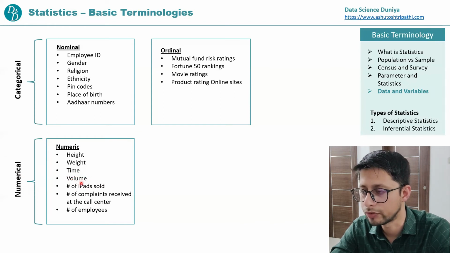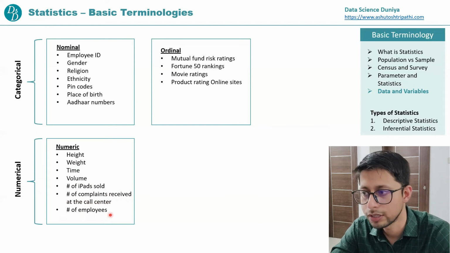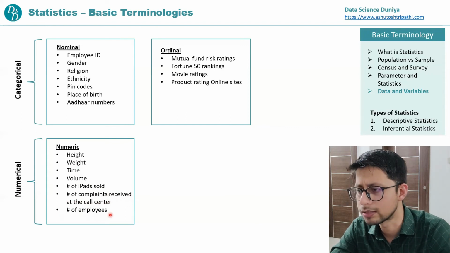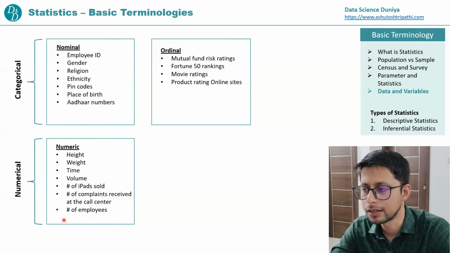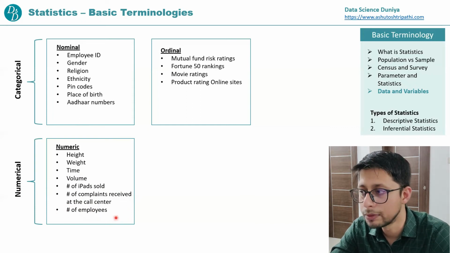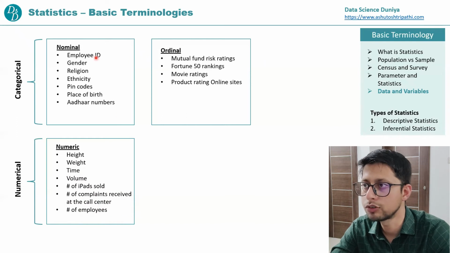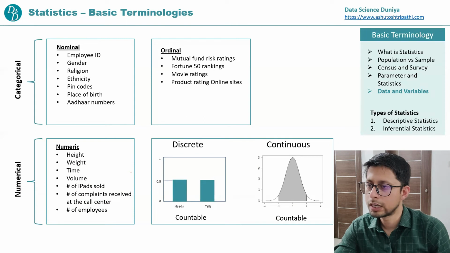Like volume of any entity, number of iPads sold, number of complaints received at the call center, or number of employees. It could be any number of employees, randomly any number. So there is no limit set, but when you talk about employee ID, it will be certain, right? Okay, so now numerical variables can also be divided into two categories.